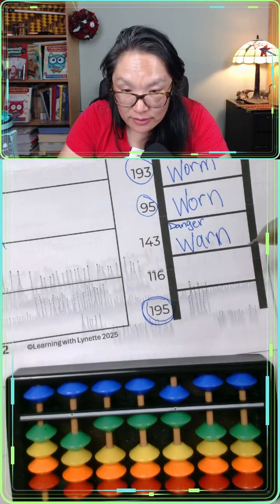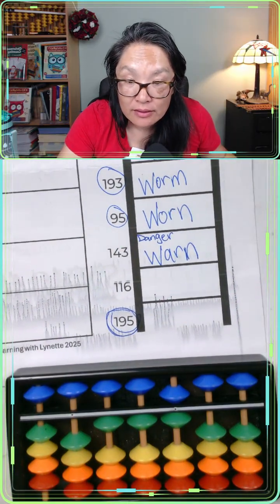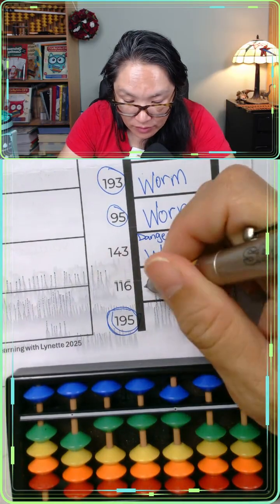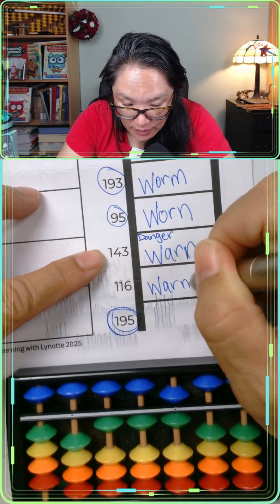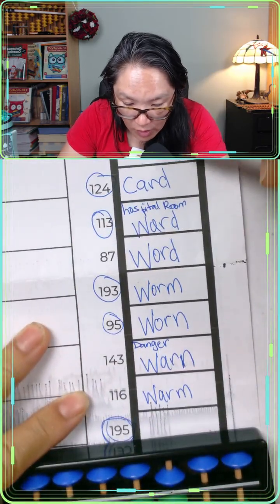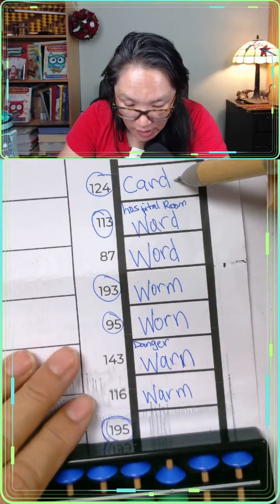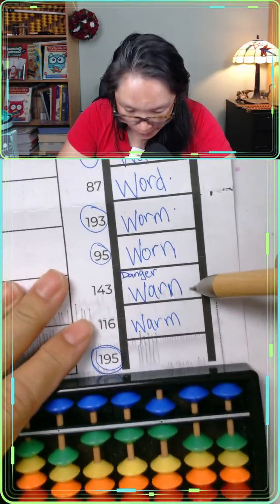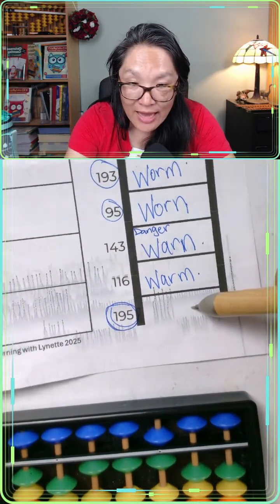A little hot. What word do you think that is? Warm. Thank you. Right? So we have cold, cold, cord, card, ward, word, worm, worn, warm. And then our last one.